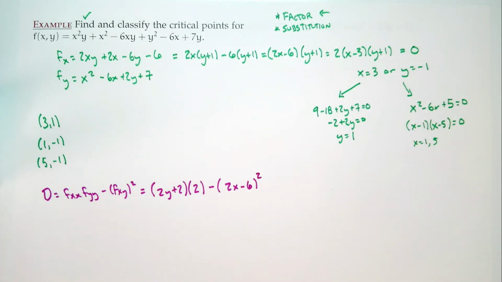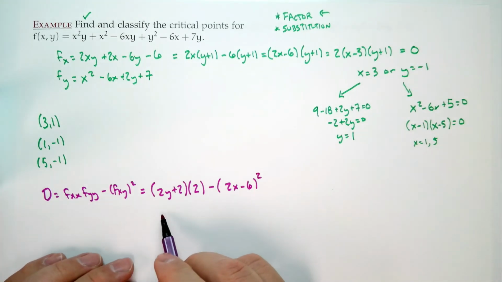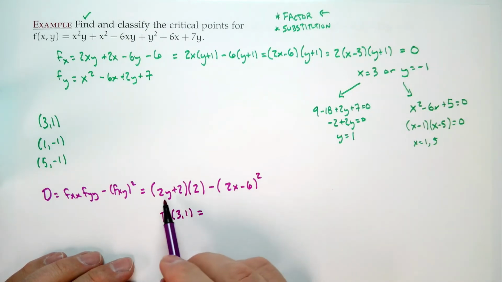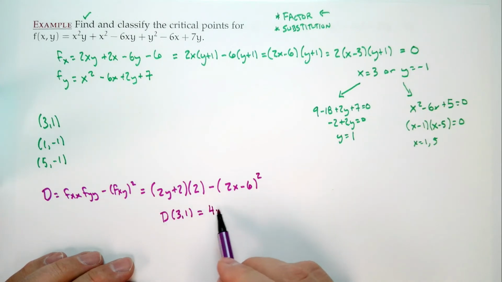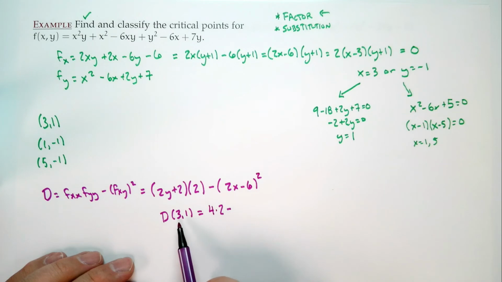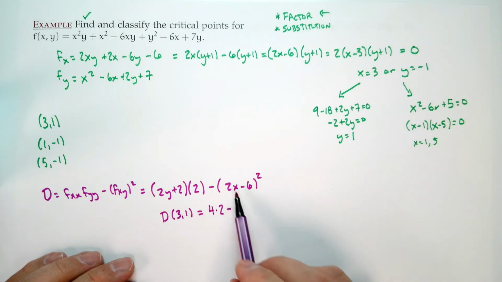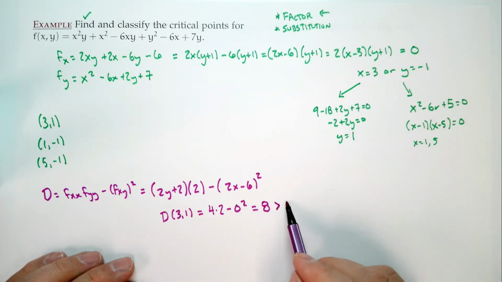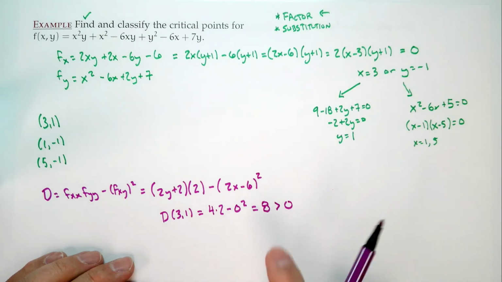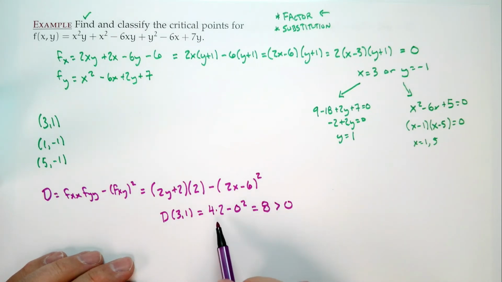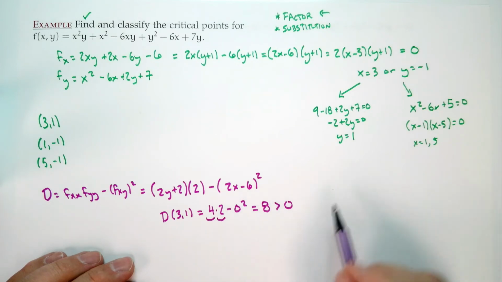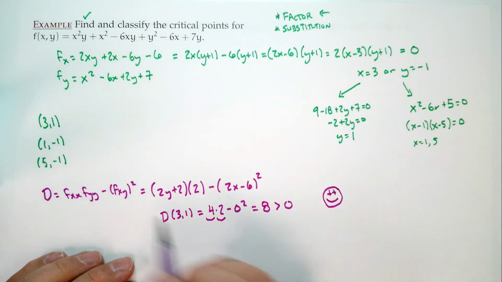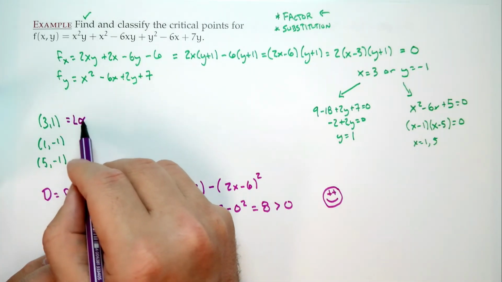Now, this is a function of x and y, so we're going to plug all these in individually. So d, if I plug in 3, 1, well, that would be equal to 4 times 2 minus, and here I'm going to get 6 minus 6, which is 0, squared. That's 8, but I just care about the sign. That's positive. So that means it's a min or a max, and if I look at either the fxx or fyy term, they're positive. Positive, that means we are at a min. So 3, 1 is a local min.